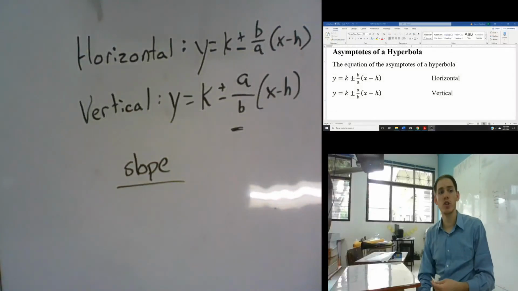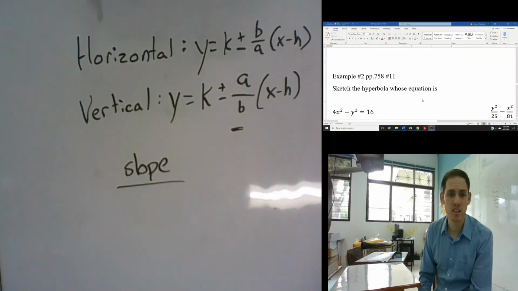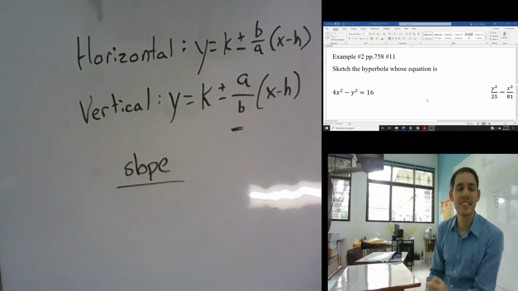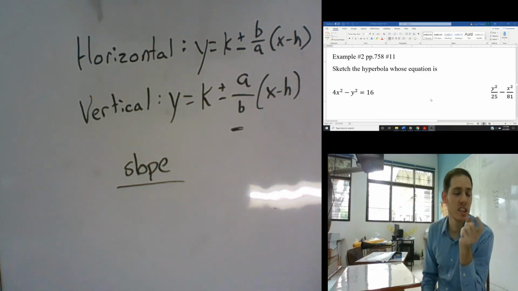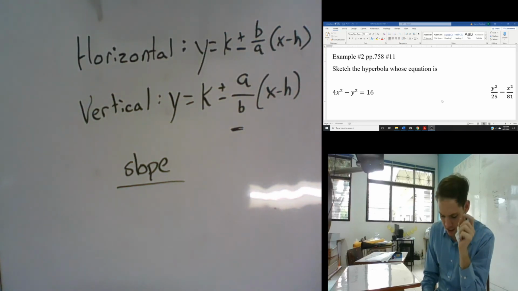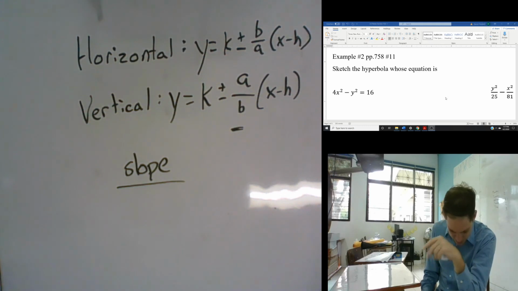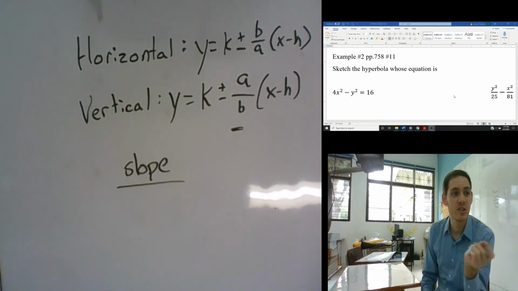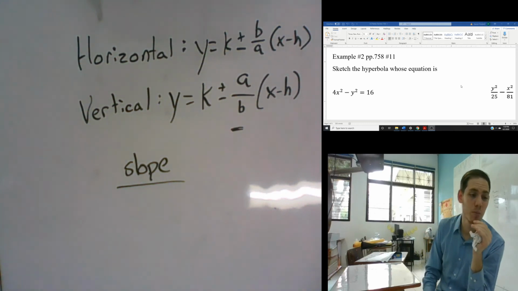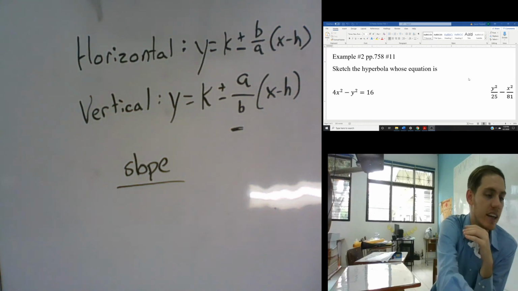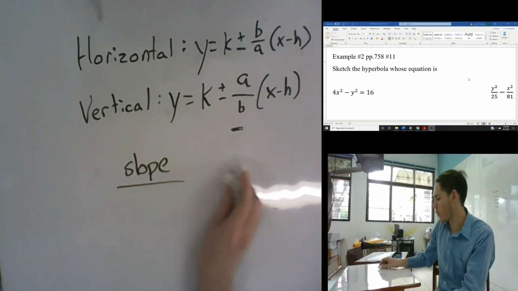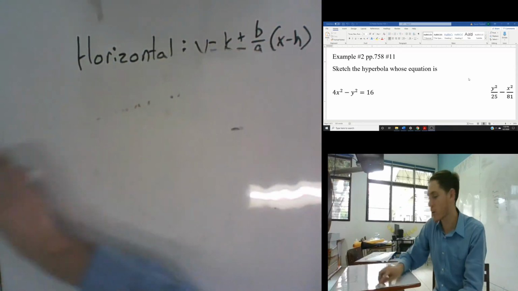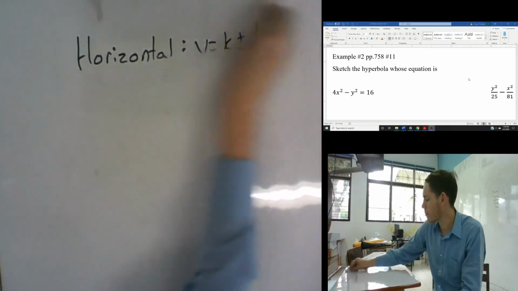We're going to go to the next questions, example 2, and it says sketch the hyperbola whose equation is. We're going to sketch the hyperbola, and the easy way of sketching it is using the asymptote. I'll show you what I mean. If you use the asymptote, you can draw this really easily. You don't have to find any more points. It makes it straightforward. So our equation, I'm going to write it at the top.